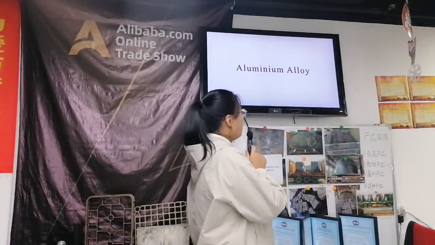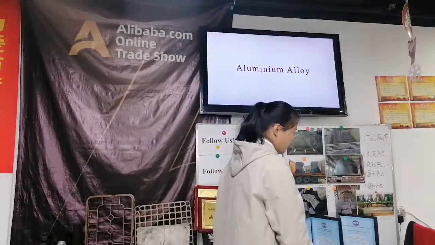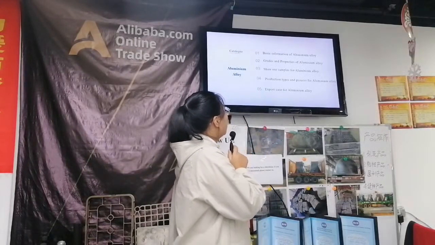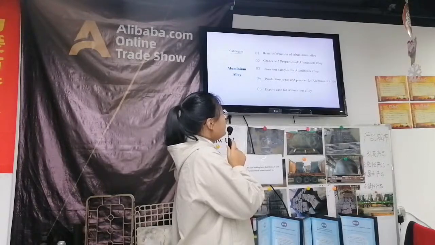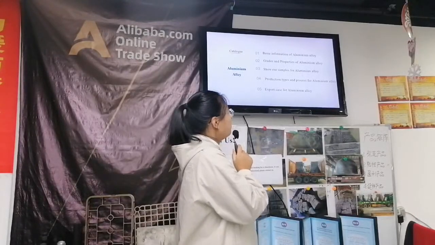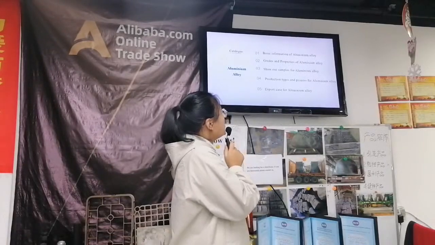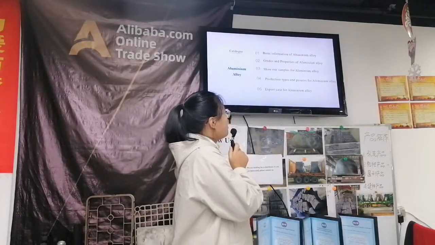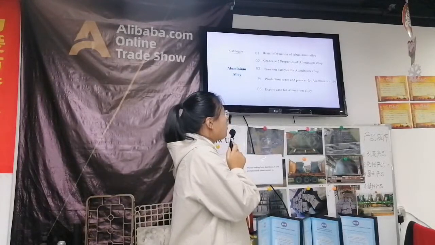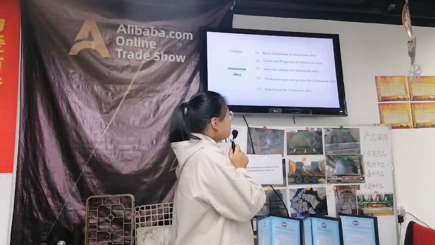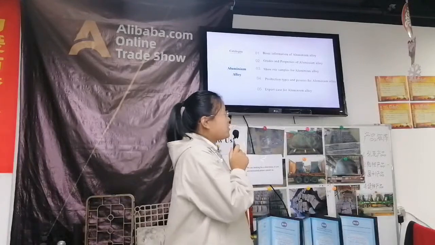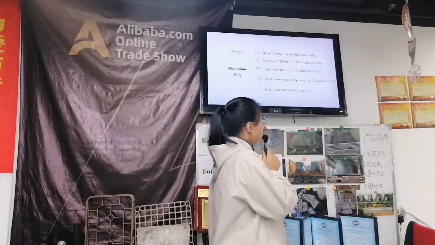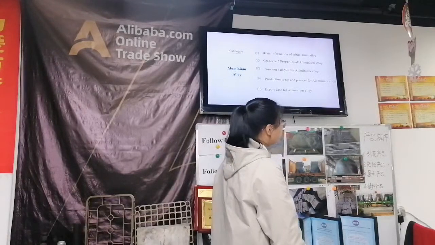Okay, part 2, aluminum alloy. For catalog, the first one is basic message for aluminum alloy, the second one is grades and properties for aluminum alloy. The third one is show our samples for aluminum alloy. The fourth one is production types and process for aluminum alloy. The last one is export keys for aluminum alloy.